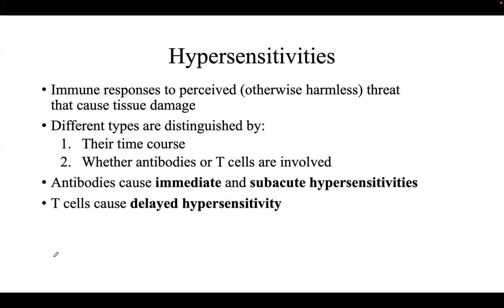What is hypersensitivity now? Hypersensitivity is the immune response to something perceived, which is otherwise harmless, that can cause tissue damage. There are different types, each with their own time course, and it depends on what kind of antibody is involved. For example, an antibody can cause immediate hypersensitivity, and if T cells are involved, then you can have a delayed hypersensitivity. But technically, hypersensitivities are not that harmful. Only the time course is what distinguishes them.